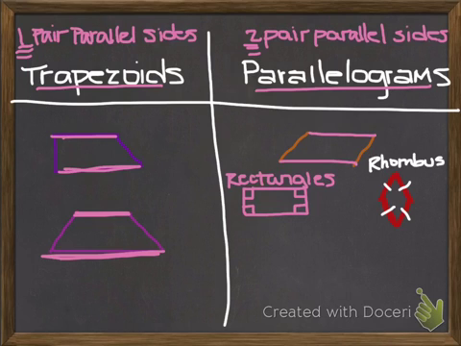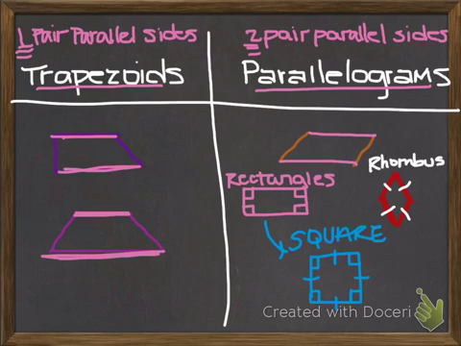But see, something interesting happens. There's one certain shape that falls within all of this parallelogram family, and that is our famous square. To be called a square, you have to have two things. You have to have four right angles, and you have to have four equal sides. So it's kind of like the rectangle and the rhombus are the parents, and both of their attributes came together to make the square.